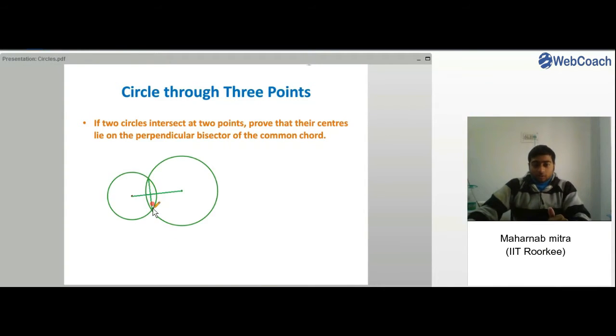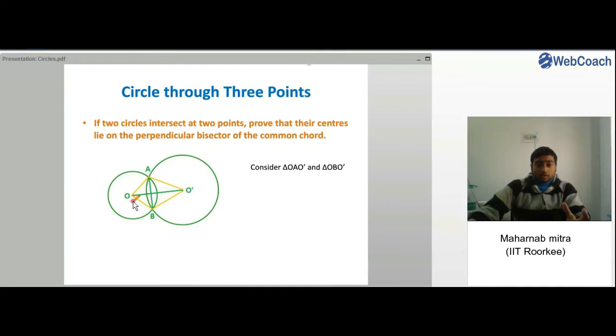Now we have to prove that this chord is perpendicularly bisected by this line, or we have to prove that this angle is 90 degree, right? We have to prove that this angle is 90 degree or this angle is 90 degree, or the angle which is created by the intersection of these two lines is 90 degrees and the common chord is bisected. We have to prove these two things, right? Now let us see how to do this.